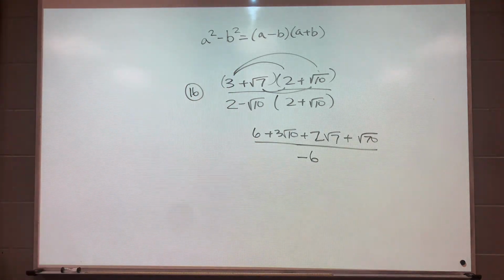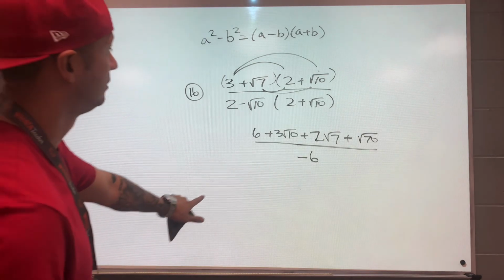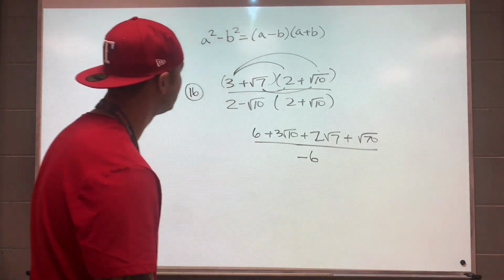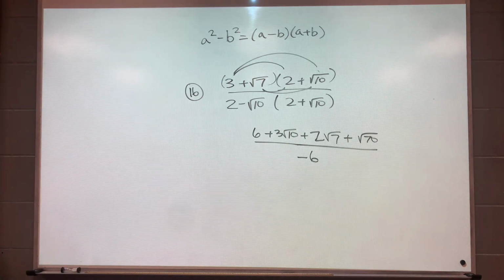Could we simplify the top? Can we combine like terms? Are there any like terms? Root 10, root 7, that can't combine. Root 70, that doesn't combine with anything. So there it is. That's the answer. Double checking. Negative 10. Yep, looks good.